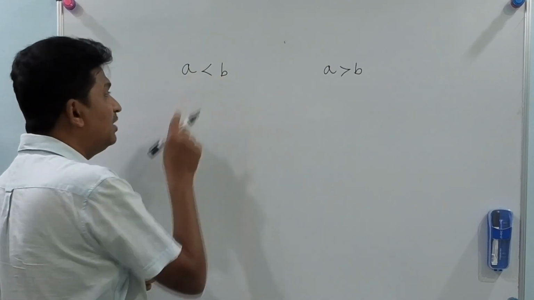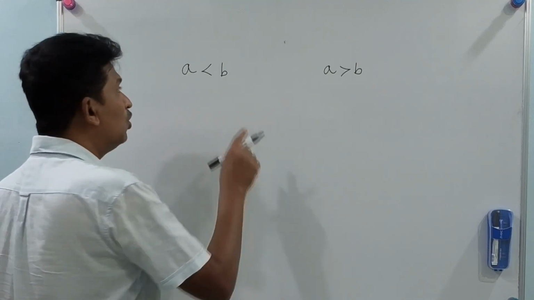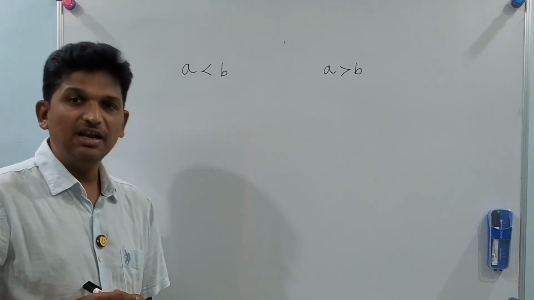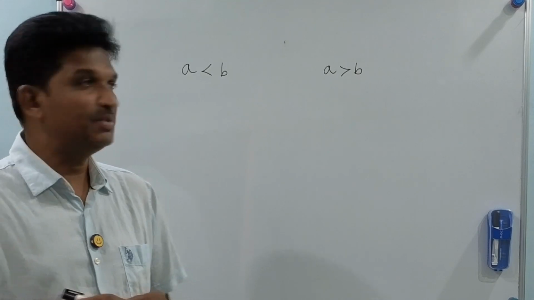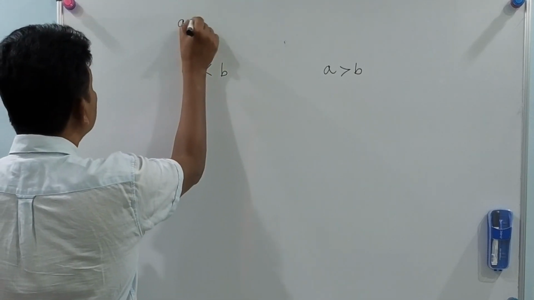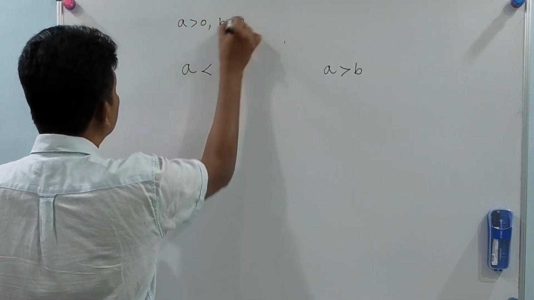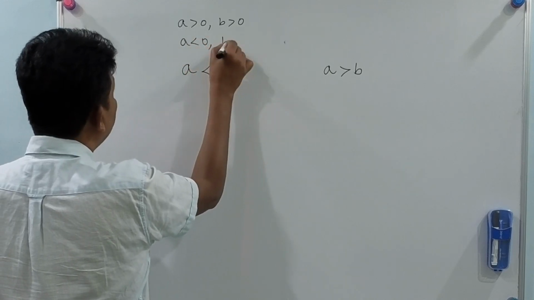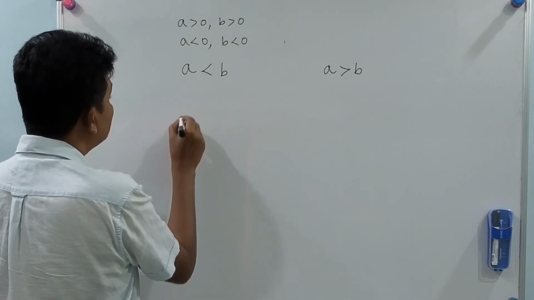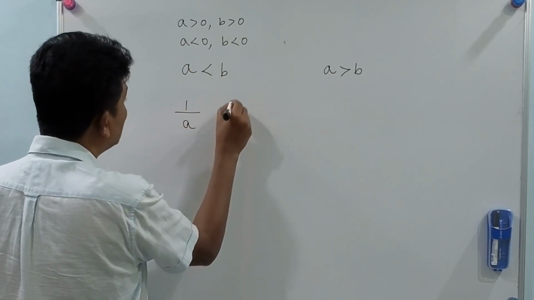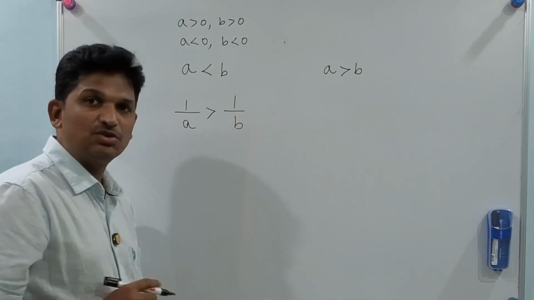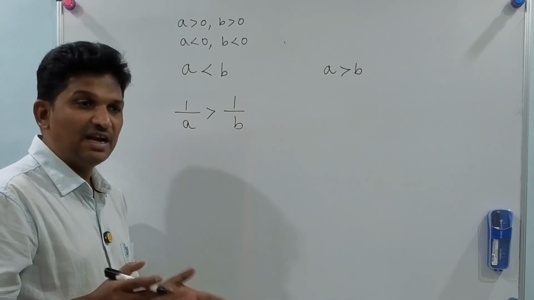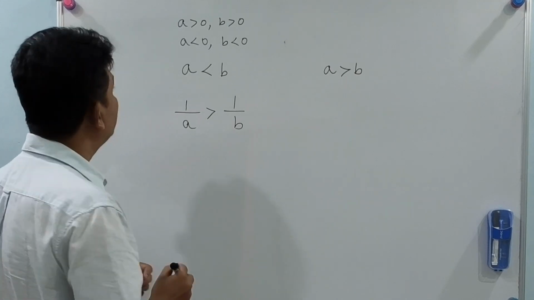If both a and b are positive or both a and b are negative, then when we write its reciprocals, the inequality sign flips. That means if a is positive and b is also positive, or a is negative and b is also negative, in these cases when we write its reciprocals, the inequality sign flips. That means less than changes to greater than. You can understand this very easily with the help of an example.